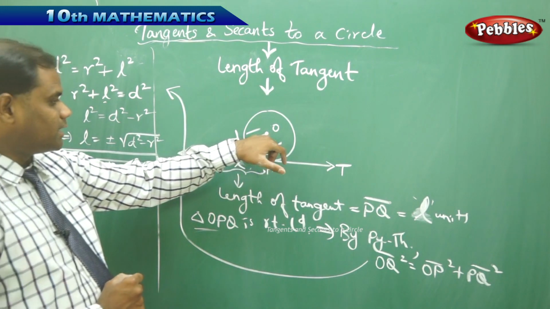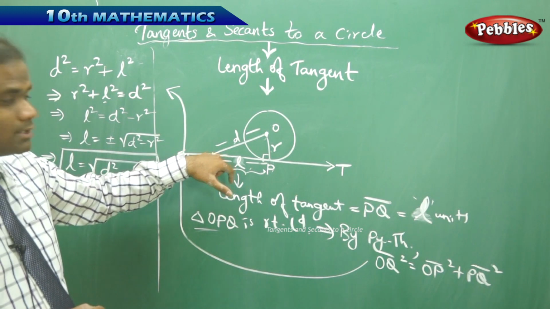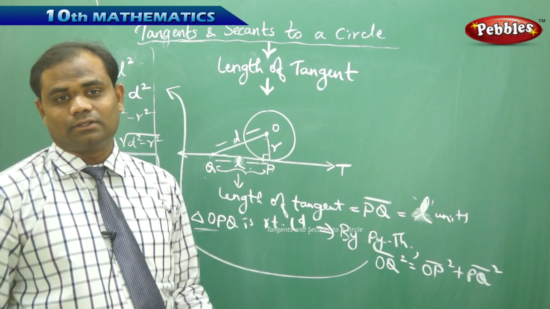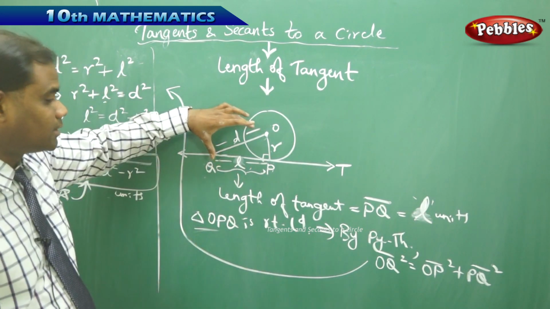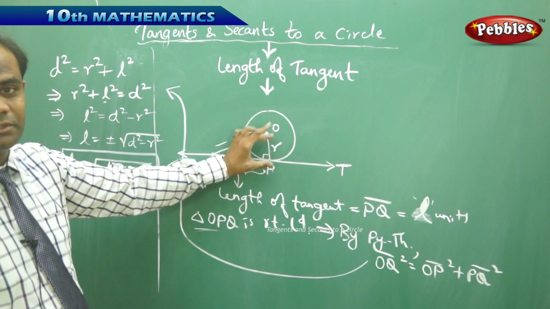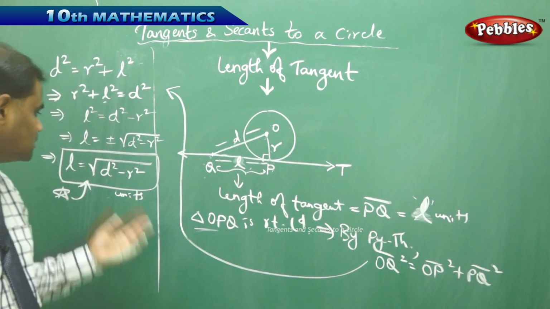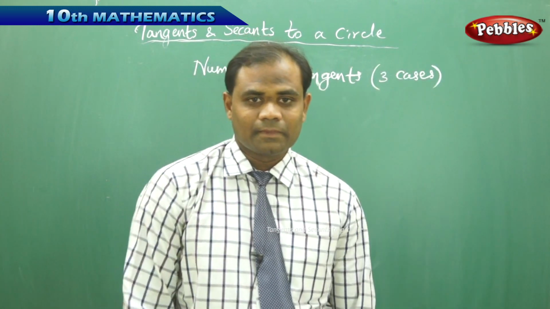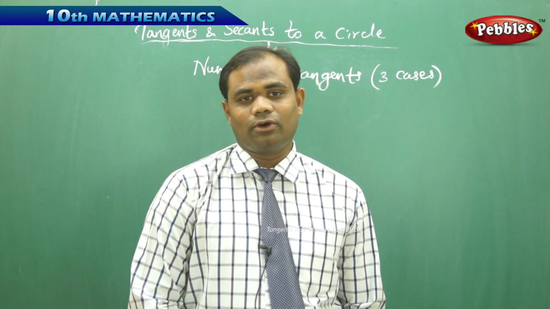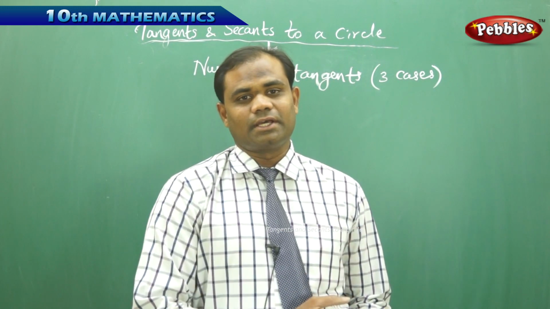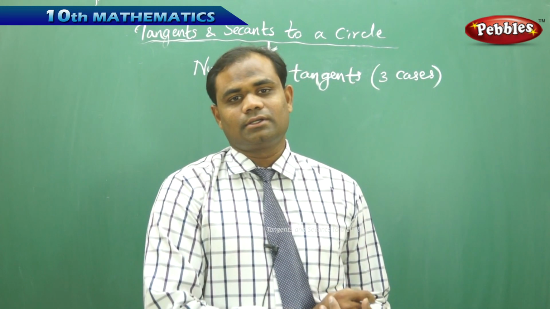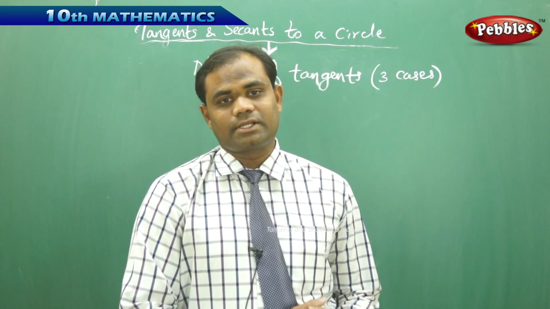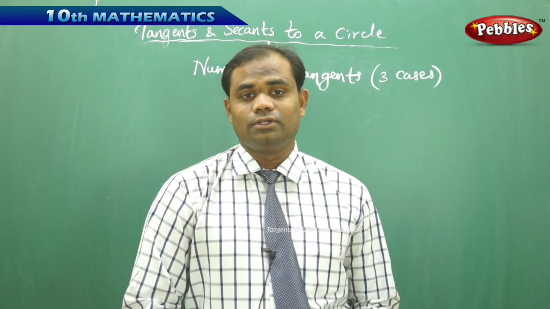where D is the distance from center of circle to the point outside the circle, and R is the radius of the circle. So length of tangent can be found out if I know these two dimensions. Then the length of tangent is quite easy using the formula root D square minus R square units. Now let's see the number of tangents which can be drawn to a circle. As we have seen in the previous case, that when I take an external point, we have got the length of tangent from the point of contact. This is how we continue into understanding the number of tangents which can be drawn to the circle.